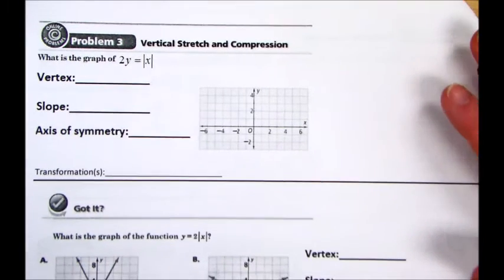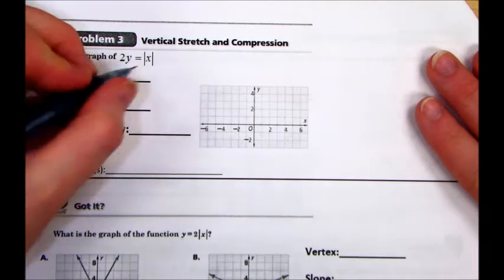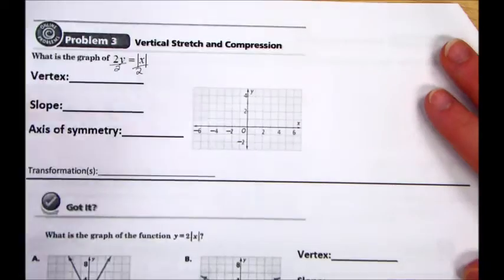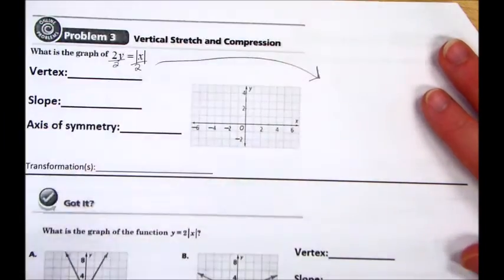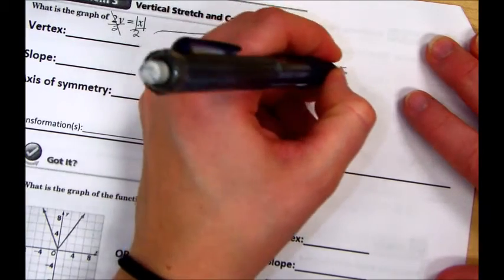Here we go. First problem I see here is that the 2 is with that y. We need to divide each side by 2. Take a look at what that's going to give us. I'm going to draw an arrow because I didn't leave very much room there. The 2's are going to cancel on that side, and we get y equals.